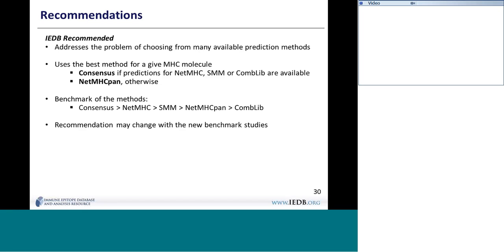So our recommendation for the users would be to use IEDB recommended, because that basically addresses the problem for you. What it does is take your molecule of interest and choose the best method for you. And this is done, as mentioned before, using consensus if we have these molecules in a training set, and if not, it will use MHC-PAN. This is based on benchmark studies, the IEDB recommendations, and you just have to keep in mind that once we have new benchmark studies coming up with more data, these recommendations might change as well.